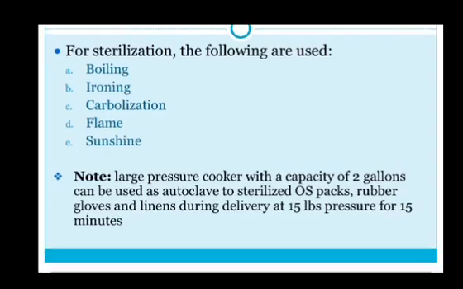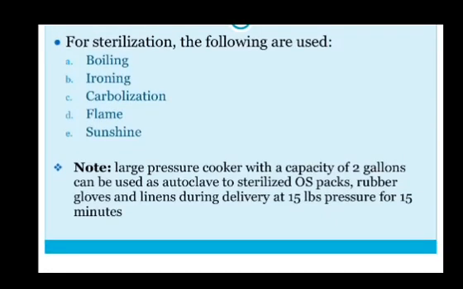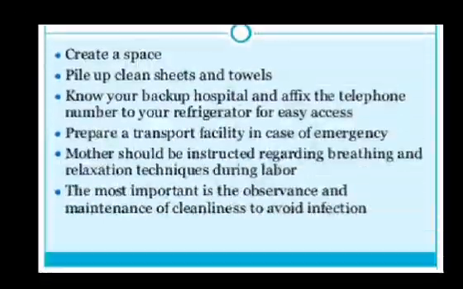For sterilization, the following are used: boiling, ironing, carbolization, flame and sunshine. A large pressure cooker with the capacity of 2 gallons can be used as an autoclave to sterilize the packs, rubber gloves and linens during the delivery at 15 pounds pressure for 15 minutes.